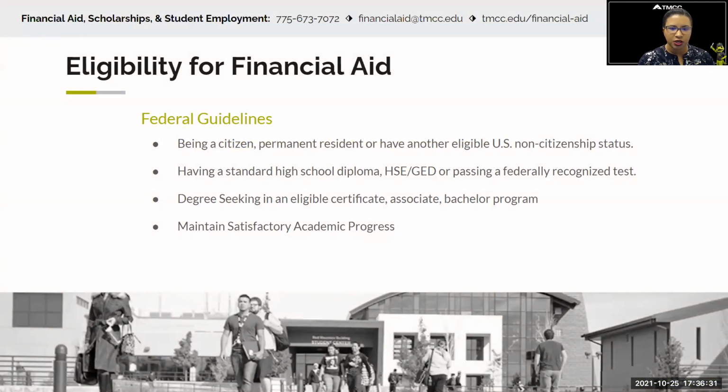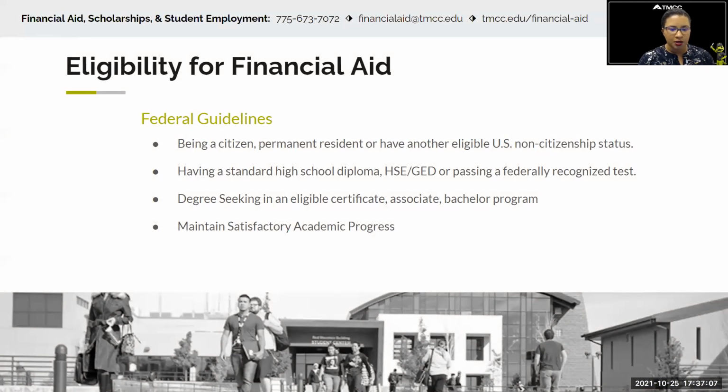So when it comes to financial aid eligibility, there's a difference between the federal guidelines and then the guidelines for other types of financial aid. So the federal guidelines are the guidelines you have to meet in order to file a FAFSA. For the FAFSA, you have to be a citizen or permanent resident or have another eligible non-citizenship status. You have to have a high school diploma, GED, or pass a federally recognized high school exam.